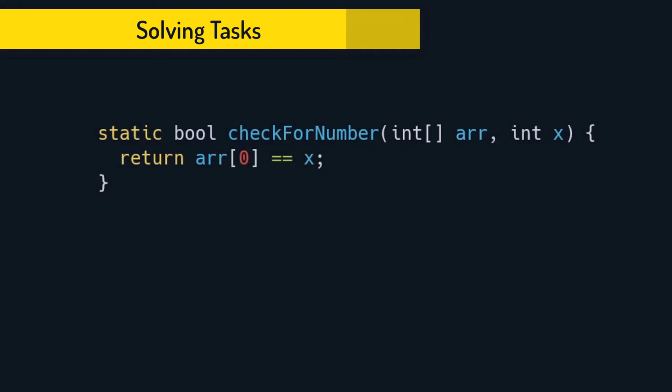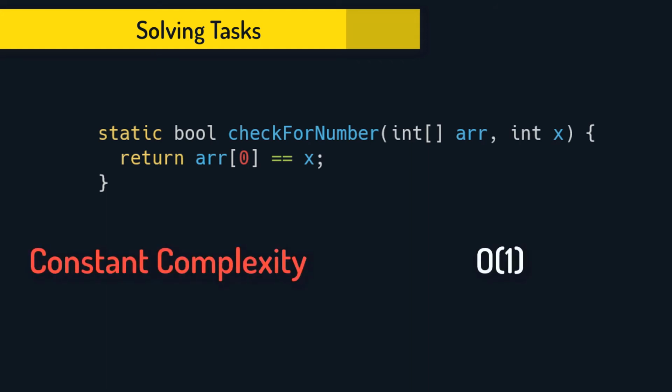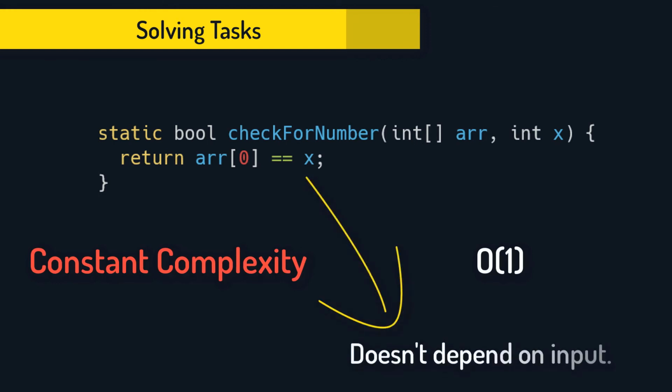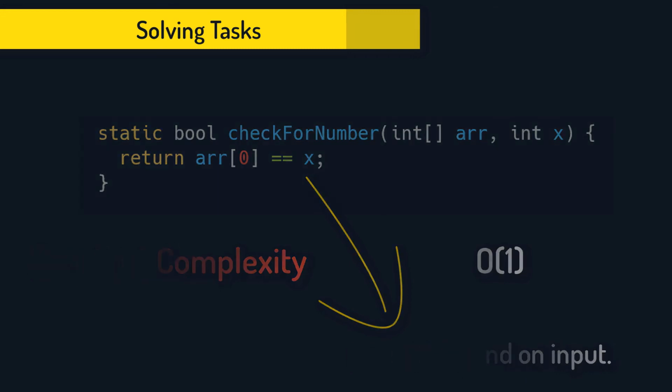Let's take a look at another example. We have a method that takes in an array and checks if the first element is equal to a number we want. Remember when I said that when finding a time complexity, we look at how the number of operations grows depending on the input? Well, if you do, you should solve this in a second. The time complexity of this algorithm is constant, O of 1, because we only do one operation, no matter the input size. When the number of operations doesn't grow as the input size grows, this is called a constant complexity.